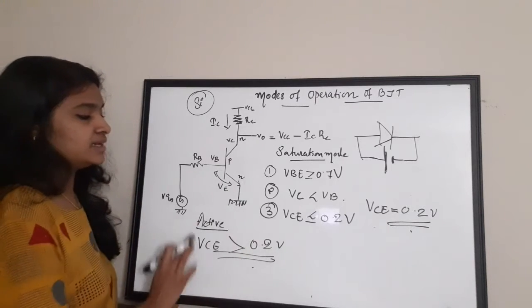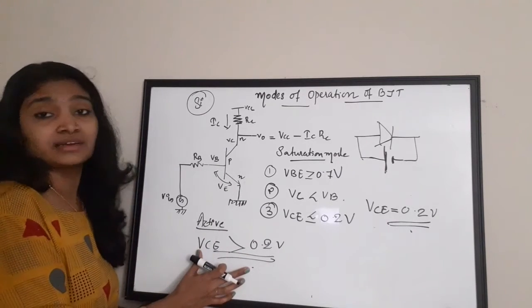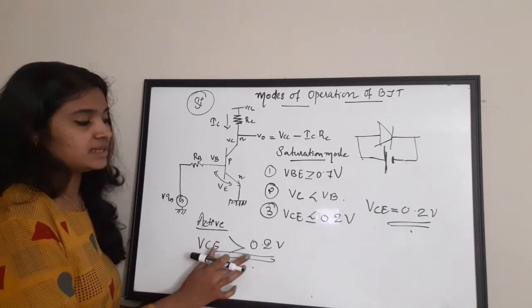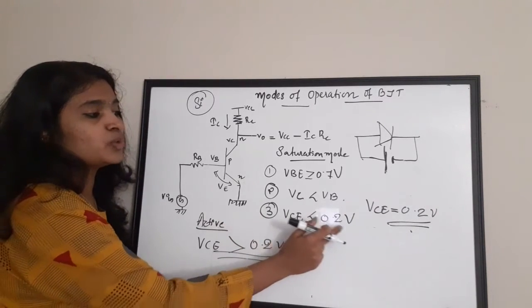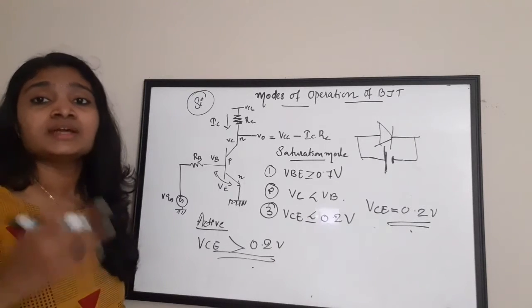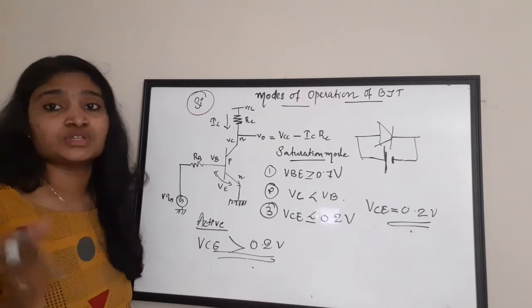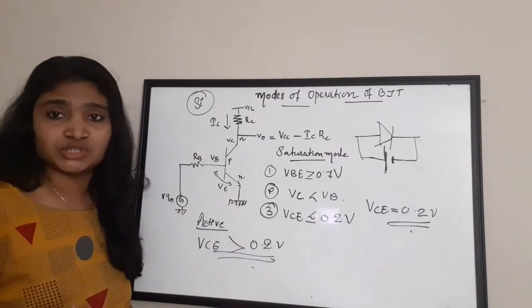This is another case. That is, VCE greater than 0.2 means it is in active. And VCE less than or equal to 0.2 volt means it is in the saturation region or saturation mode. So these are the three conditions for saturation.